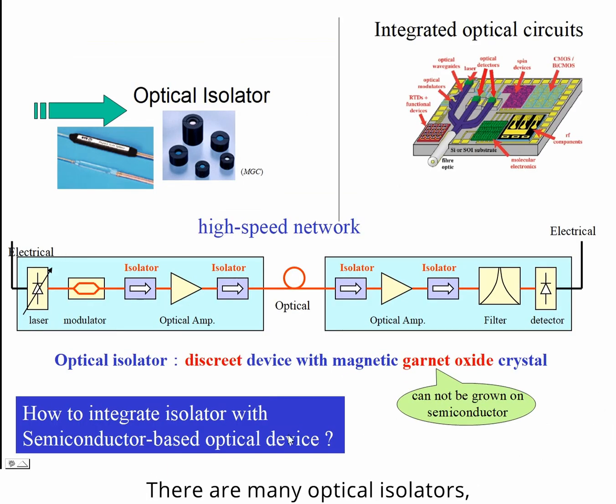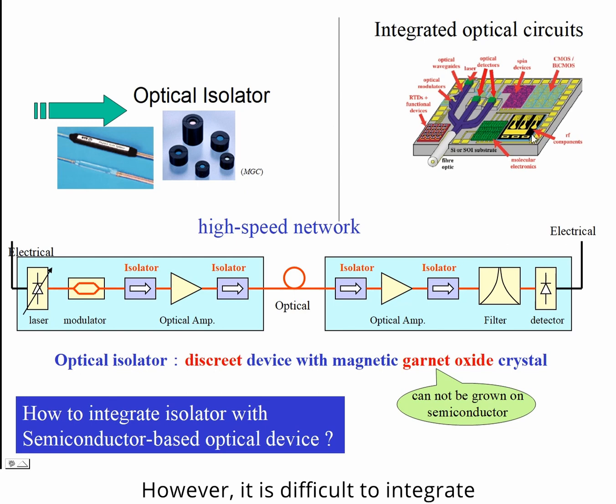There are many optical isolators which are used in present high-speed optical networks. The bulk-type optical isolator is commercially available and has a perfect performance, such as a very small insertion loss and a high isolation. The bulk isolator is made of magnetic garnet, which is the best transparent magneto-optical material.